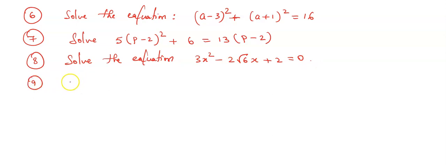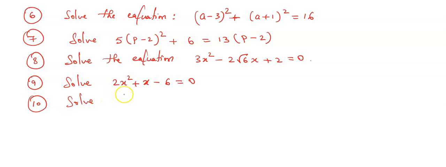Next, the question is: solve 2x square plus x minus 6 equals 0. These all use the factorization method only. Don't worry, you have to solve by using the factorization method. Solve root 2 into x square plus 7x plus 5 root 2 equals 0. Children, these problems you can find in your textbook itself, in the second exercise. Worked examples and exercise problems, you can find the solution. Problems 8, 9, 10, no need to worry.